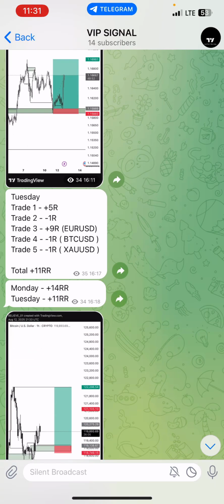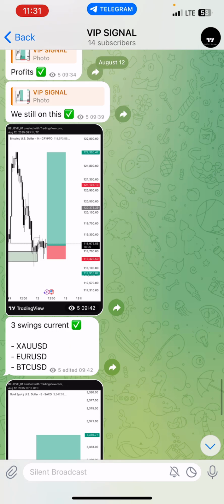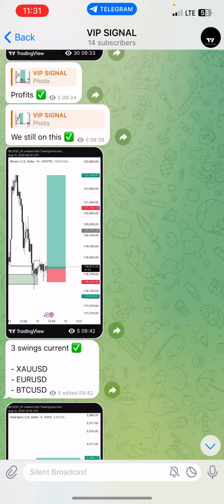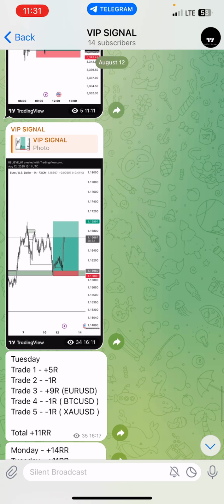It started going. Okay, I think I sent Bitcoin. This Bitcoin, it wicked us out. Assuming I had just put my stop loss all the way down here, we wouldn't have failed that trade, but we failed it because I was trying to minimize the stop loss. So it took a loss there also.